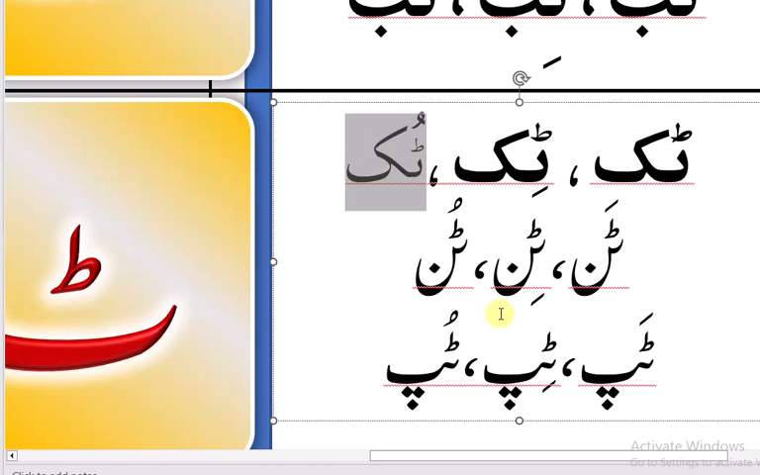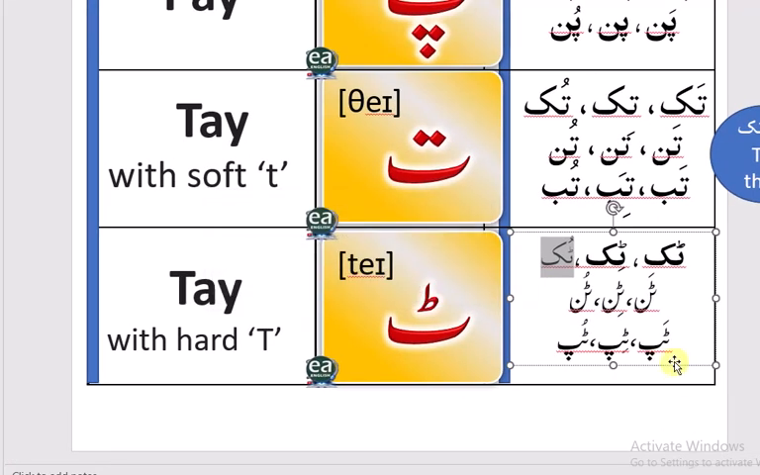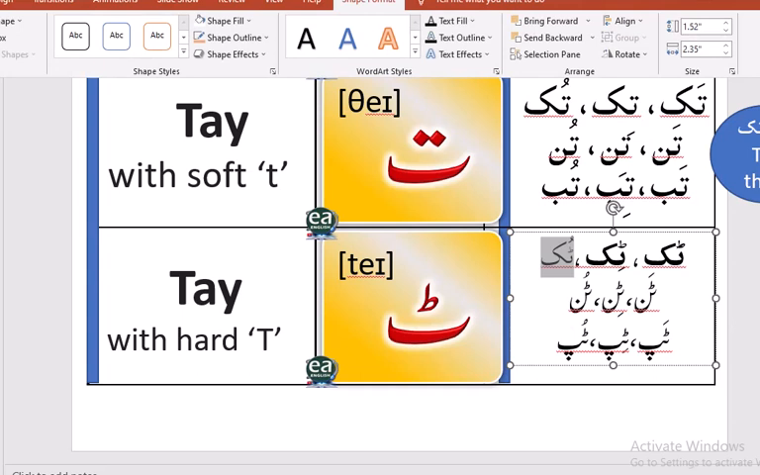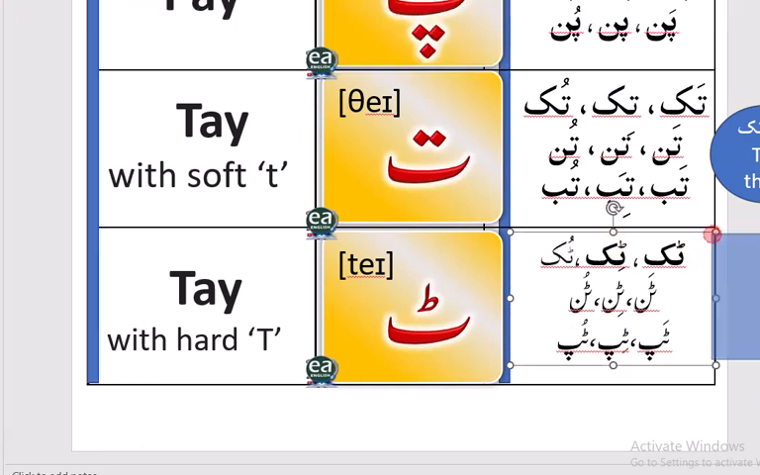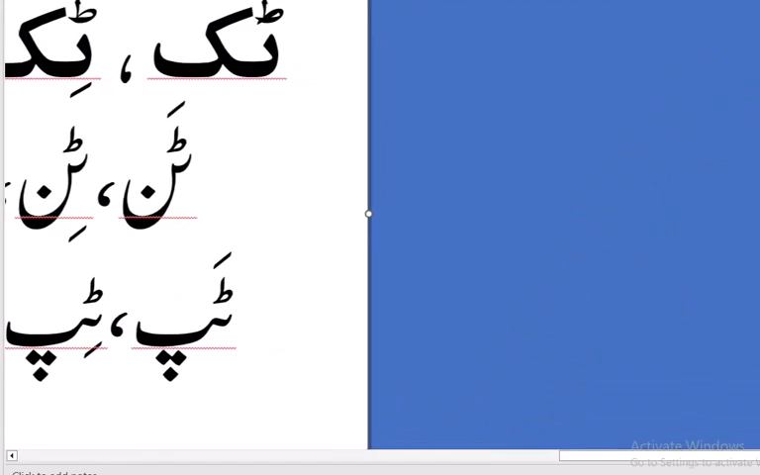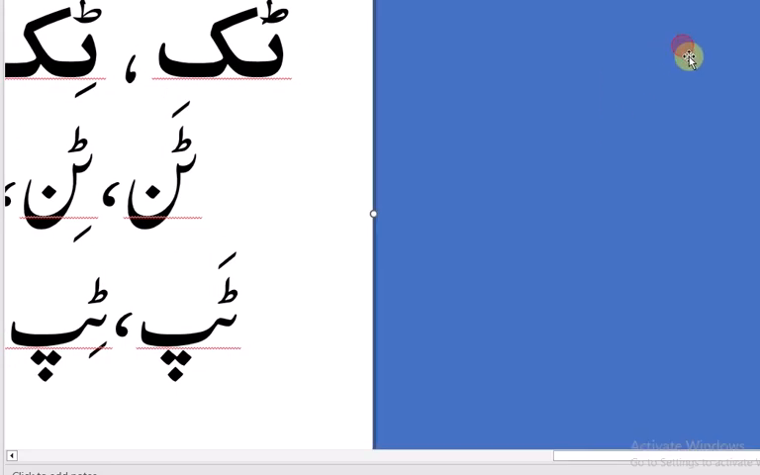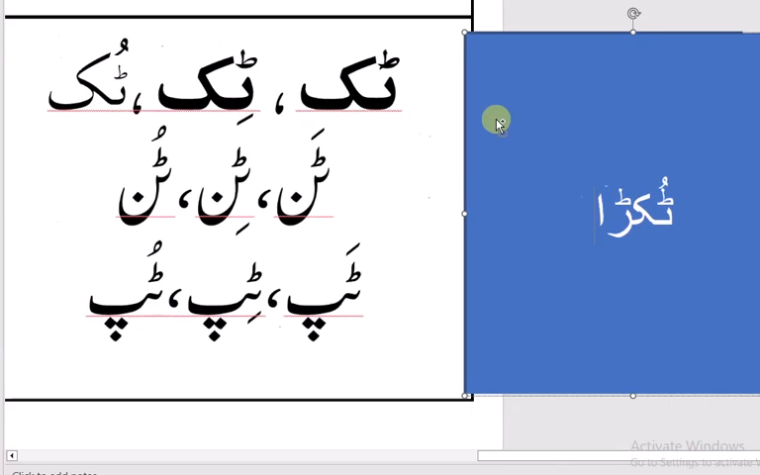This word is tuk. If I want to add a branch to this, I need to add a character for the branch of it. Make sure you can see it properly. This is tuk. Then I add alif. Tukda.